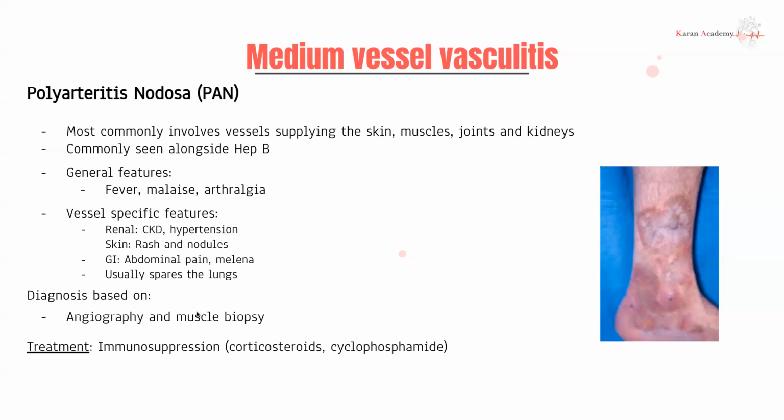And diagnosis is based on angiography and a muscle biopsy because it affects the muscles quite commonly. Now, when we say doing a muscle biopsy, we don't actually see infiltration or any autoimmune process in the muscle. What we do see is atrophy of the muscle and ischemic change to the muscle because the vessel supplying it has gone ischemic.